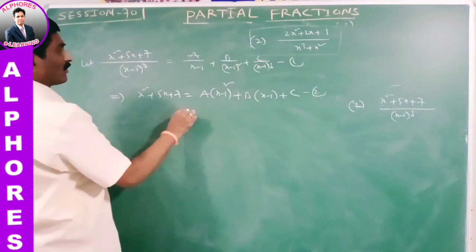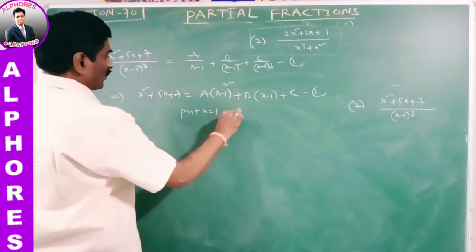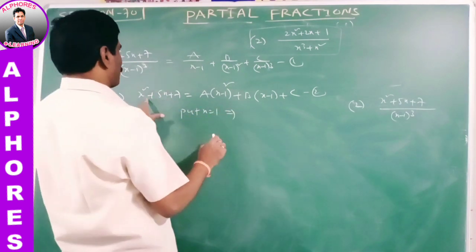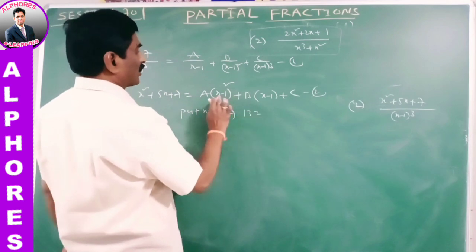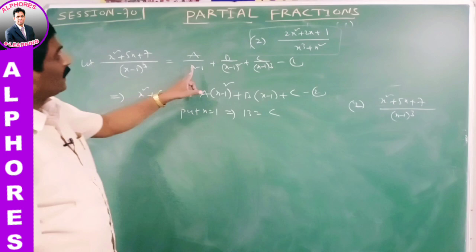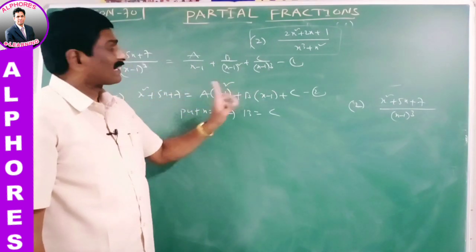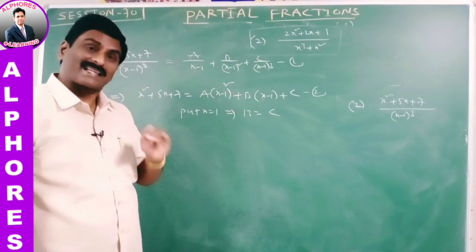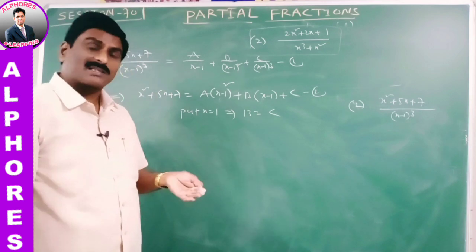Okay, put x is equal to 1 in this equation. Put x is equal to 1, then 1 plus 5 plus 7, that means 6 plus 7 means 13, is equal to 0, 0, c. We get c. The c value is 13. Here, the only critical point is 1. So we find the remaining values by equating coefficients, x square coefficients, x coefficients in that way.